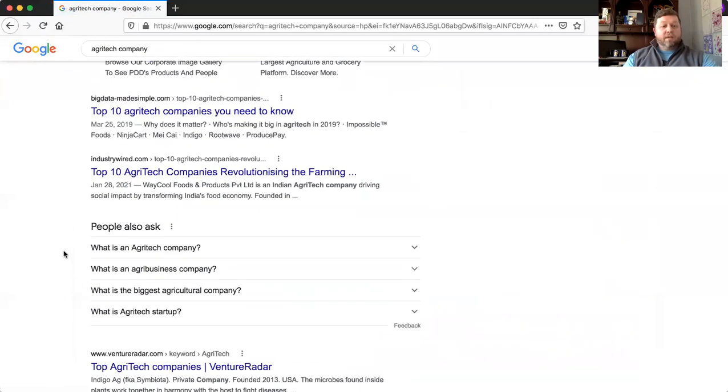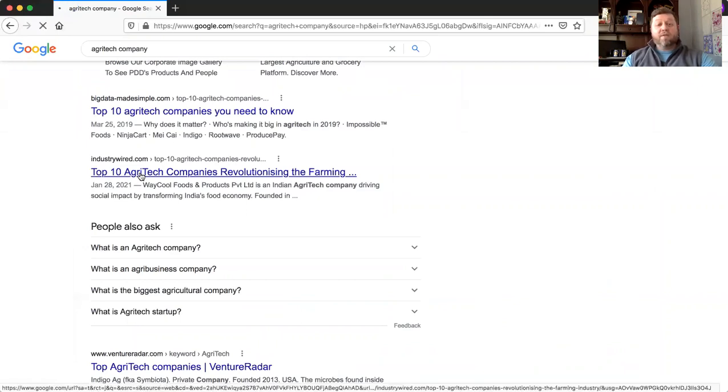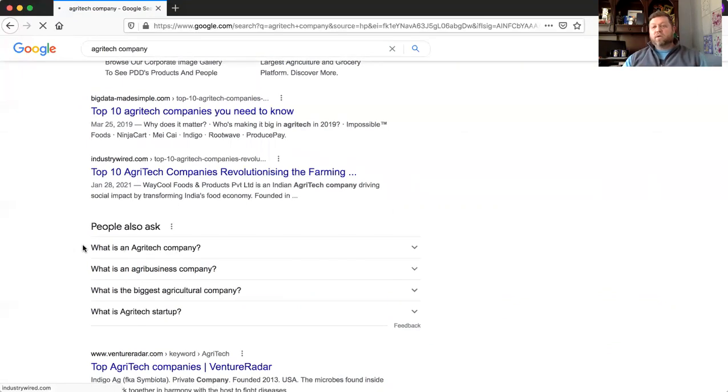And we can see a couple of different things here. Like, let's look at the top agritech companies that are revolutionizing farming today. And again, this is just my basic level research, how I start to think about it, because this is an area that I think can have a large impact.